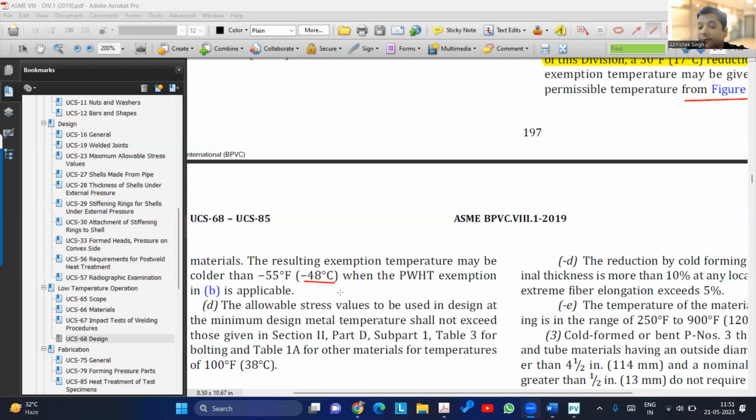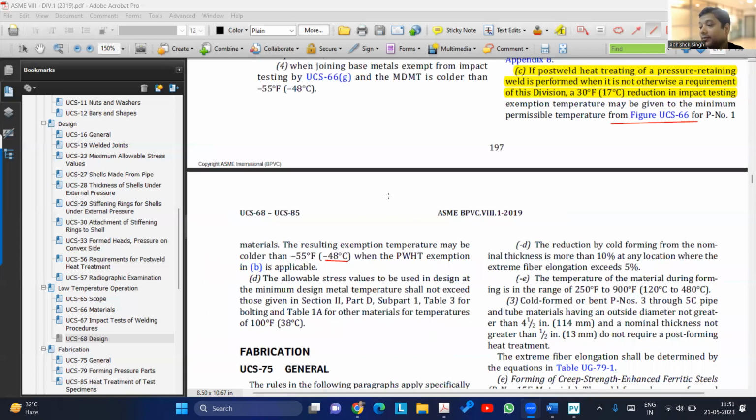Yes, MDMT will be what, after minus 17 degrees Celsius? Yeah, like minus 55 will be your MDMT. Okay. So if that is clear, we'll move to the next question.